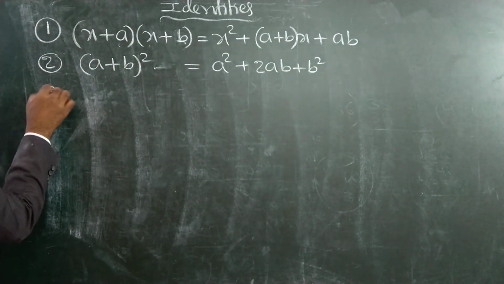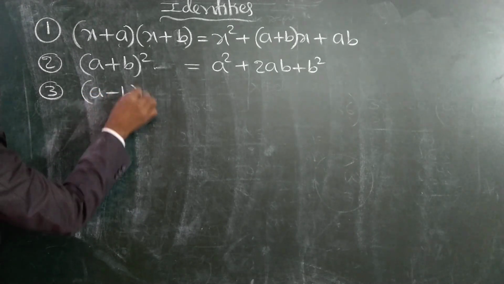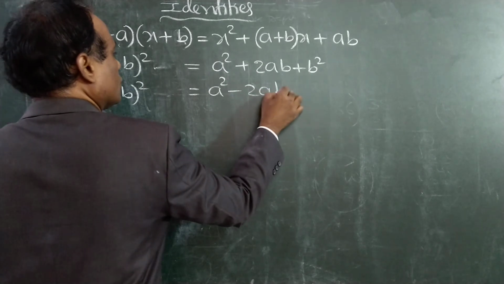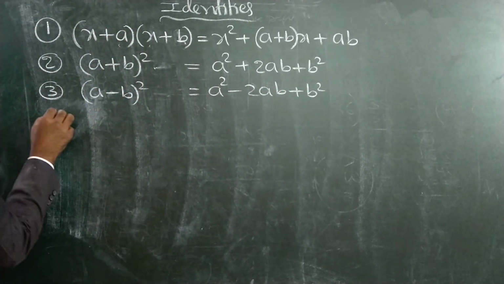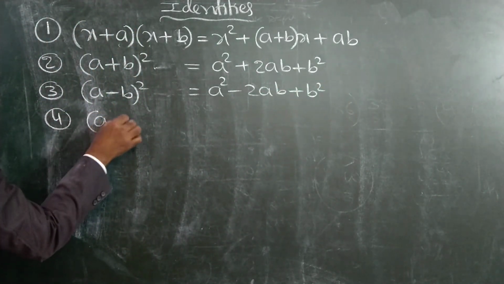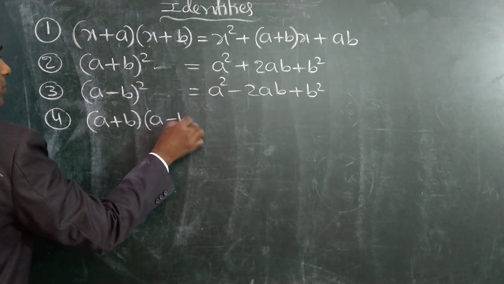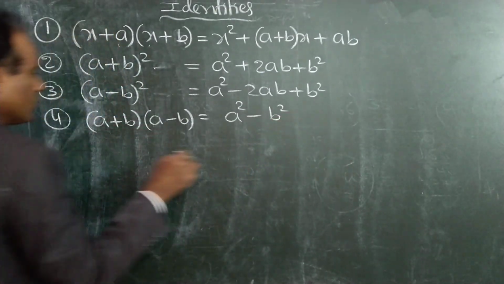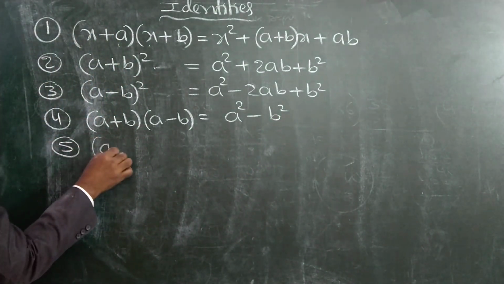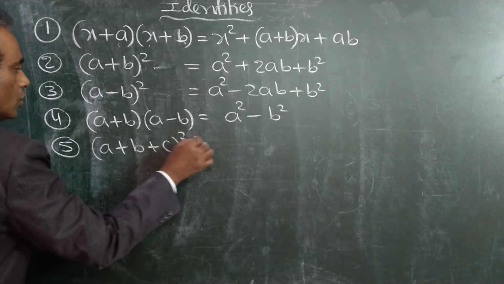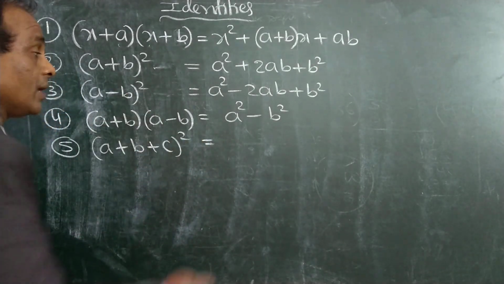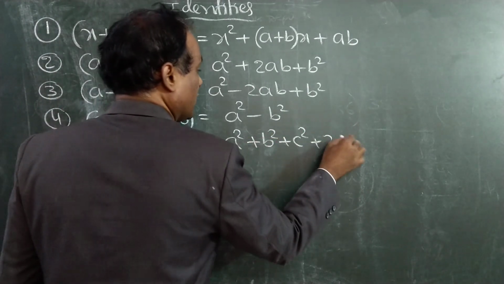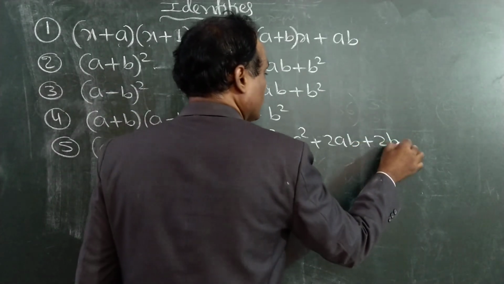This you already know. And the third identity is (a minus b) whole square is equal to a square minus 2ab plus b square. Next, the fourth identity is (a plus b) into (a minus b), which if you multiply these two, we will get a square minus b square. The fifth identity is (a plus b plus c) whole square, (a plus b plus c) into (a plus b plus c), a square plus b square plus c square plus 2ab plus 2bc plus 2ca.